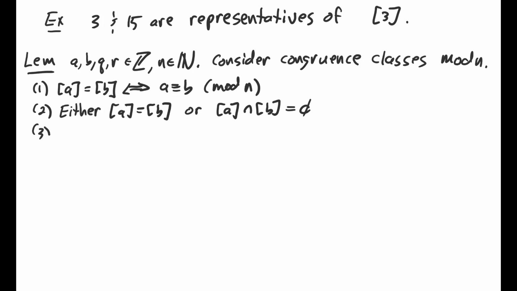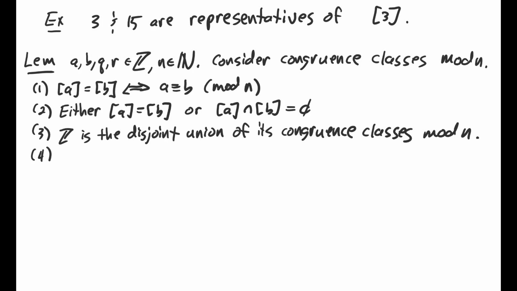Okay, next is that the entire set of integers is the disjoint union of the congruence classes. So if you put them all together, they give a partition of all the integers. All right, number 4, if you do something that looks like the division algorithm and subtract off a bunch of multiples of n, then what counts as the remainder won't change the congruence class.